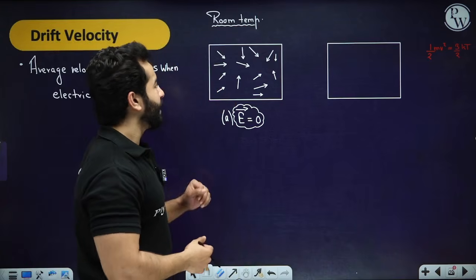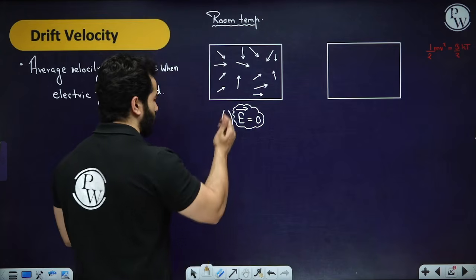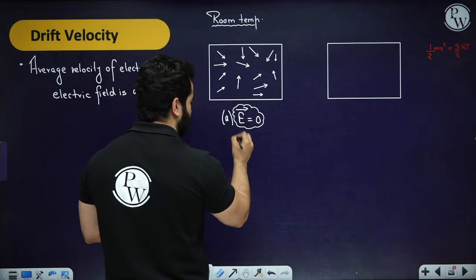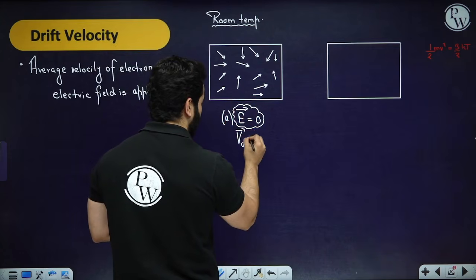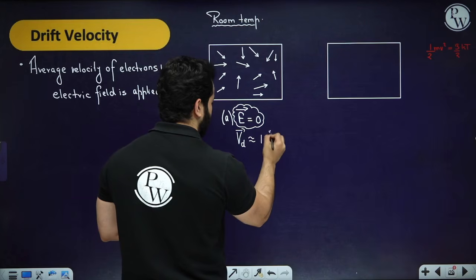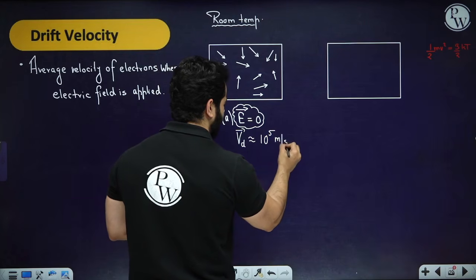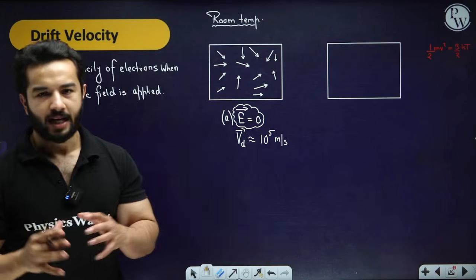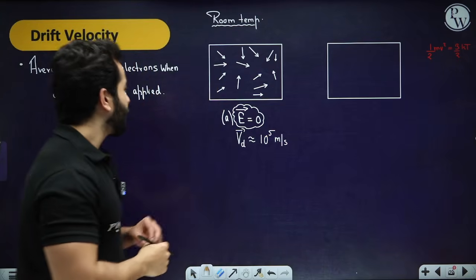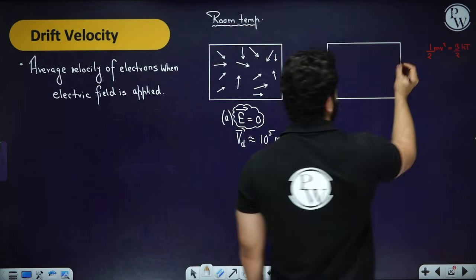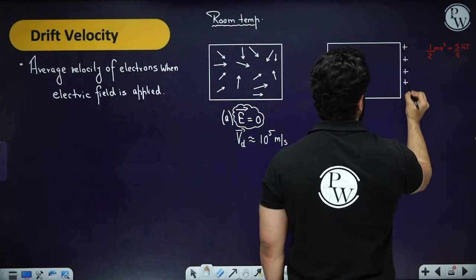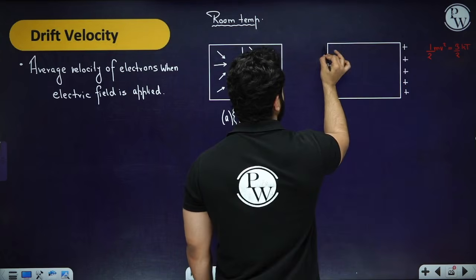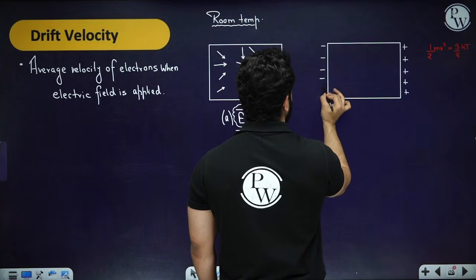So this is what is happening at room temperature. One more thing, the average speed of these electrons is going to be of the order of 10 to the power 5 meter per second. That means quite high, right? They are moving quite fast. But what will happen if I apply some electric field over here? So let's suppose that I give some positive potential to this side and some negative potential to this side.